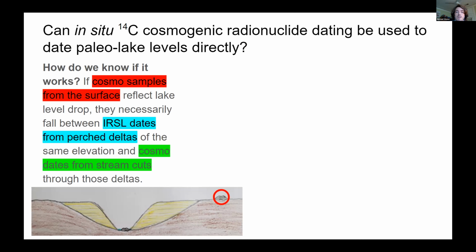a surface sample that indicates this lake level drop, it has to date sometime after an IRSL, a luminescence sample from Perch Delta, which was deposited when lakes were covering this Cosmos sample, and sometime before the date from a Cosmos sample from a stream cut.